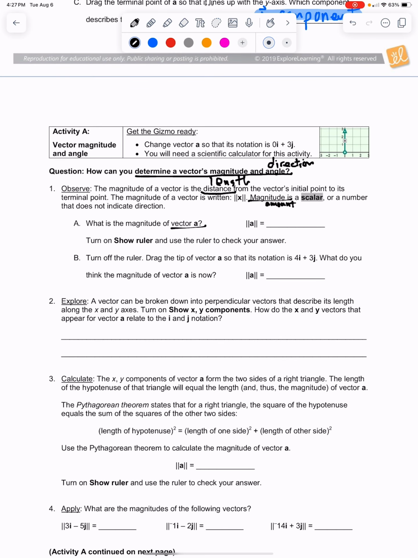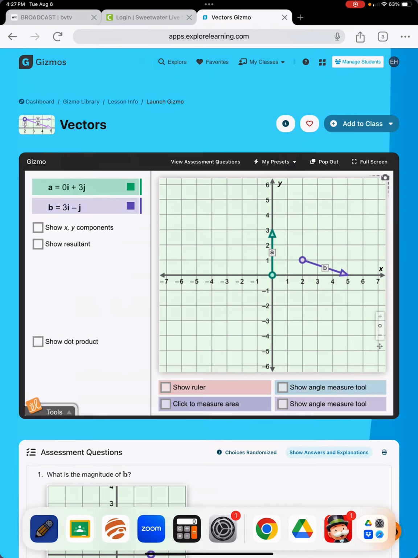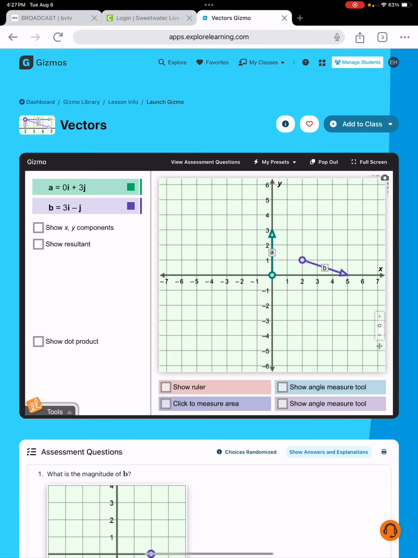What is the magnitude of vector A? Well, you can see vector A points 3 units upward. So vector A would be magnitude of 3. Now it says turn on show ruler and use the ruler to check your answer. Here's how you do that. Turn on show ruler. I'm going to drag one end of the ruler here, and I'm going to drag the other end of the ruler here. And you can see down below in the bottom middle, it says length equals 3. So that's how you can use and measure out the magnitude of the vector.